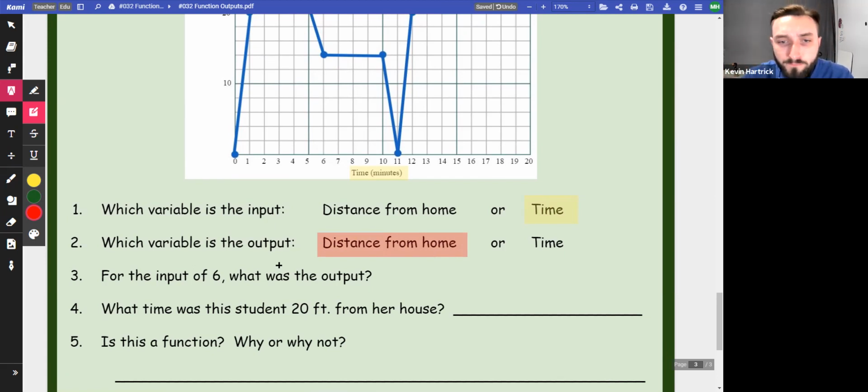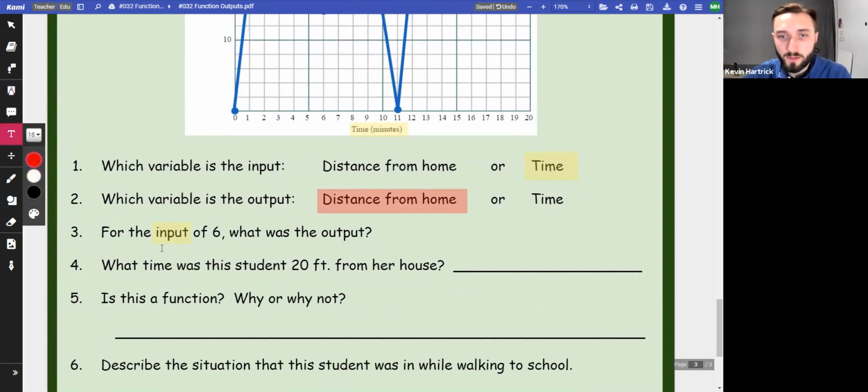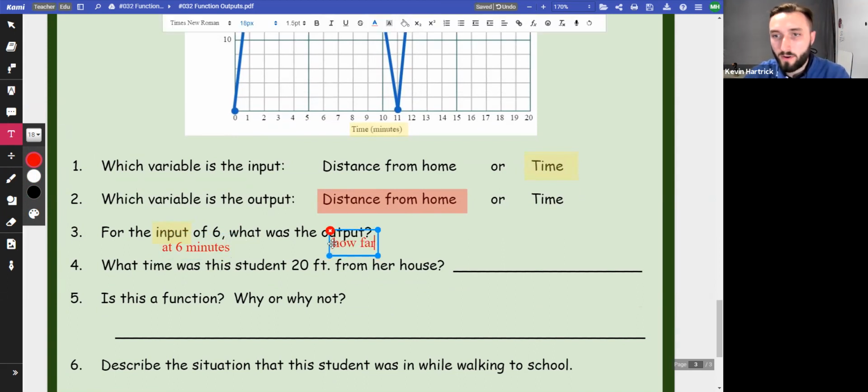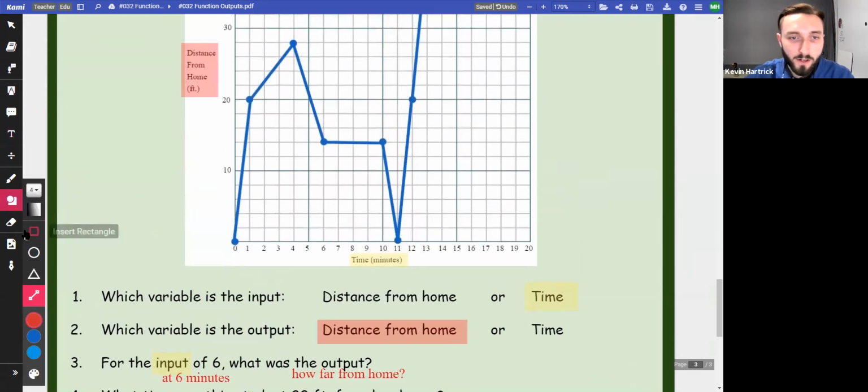Okay, so number 3, for the input of 6, meaning time 6 minutes, I'll even put that to remind ourselves, at 6 minutes. That's what that means. For the input of 6, or at 6 minutes, what is the output, or how far from home? The output is how far from home. So how far from home is she at 6 minutes? That's what we're trying to figure out.